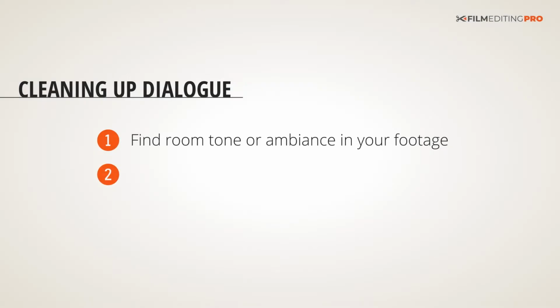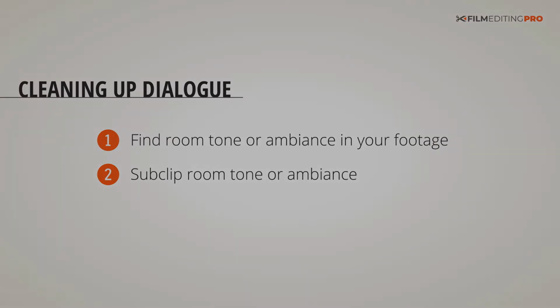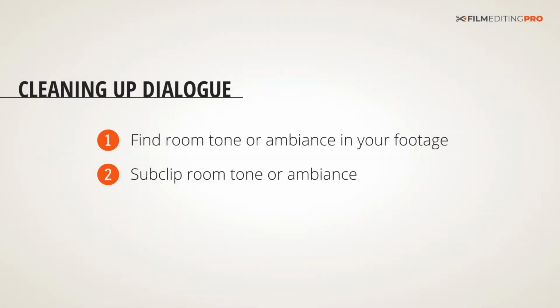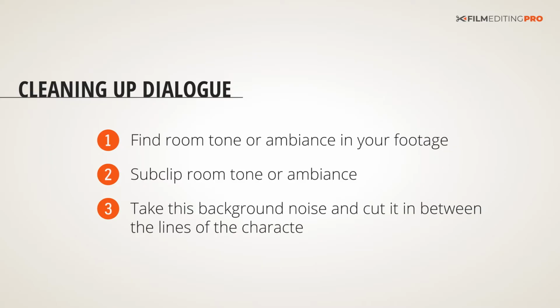The next step is optional, but we've always found it to be extremely useful. Make an audio-only subclip of that room tone or ambience. This way, it's at your fingertips when you need it, and you don't have to consume time hunting around for it. Next, we'll take this background noise and cut it in between the lines of two characters.